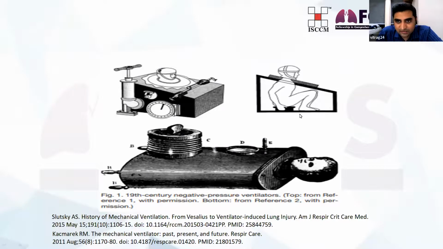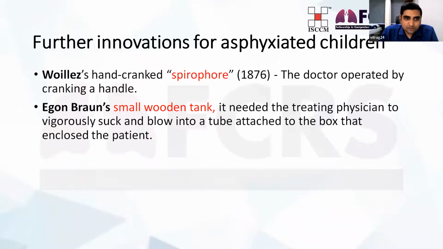You can see that the patient is sitting with crossed legs, and head and neck are outside the ventilator. So we can just imagine how cumbersome the first ventilator was. Patients on a ventilator are already suffering. They cannot even sit, and this first ventilator was developed for a sitting position. So there were further modifications which improved it subsequently, and many more innovations followed. Further innovation was done for asphyxiated children.